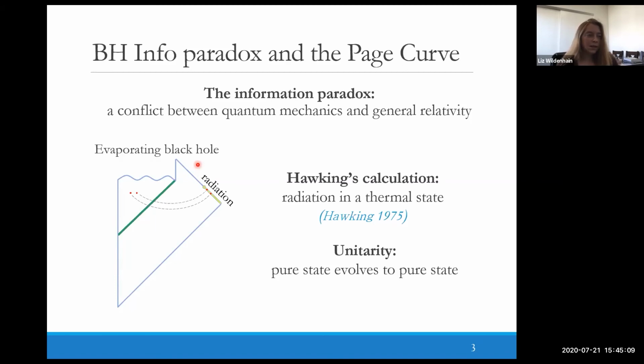And this seems to conflict with the principle of unitarity in quantum mechanics, which states that any scattering experiment should preserve quantum information. And so unitarity would imply that if we created the black hole from matter in a pure state and then measured all the radiation once the black hole had completely evaporated, this radiation should still be in a pure state. But this conflicts with Hawking's calculation, which stated it should be in a thermal state.